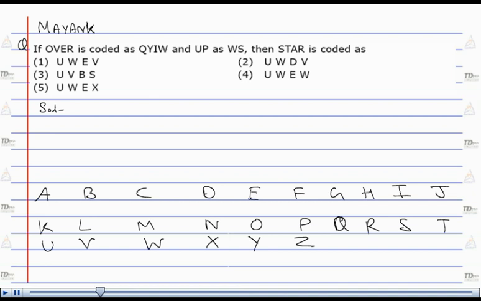Over, that is O, is written as Q. You can see over here, O is written as Q, that means leaving one letter in between. V is written as Y, that is, we have left two letters between them. Again, E is written as I, we have left three letters in between them. And for R, we have written W, and for that we have left four letters in between them.